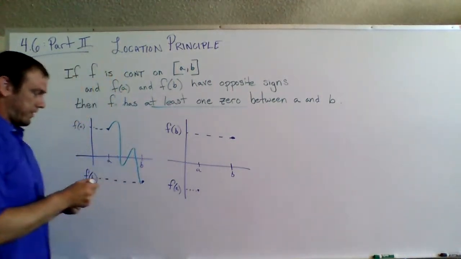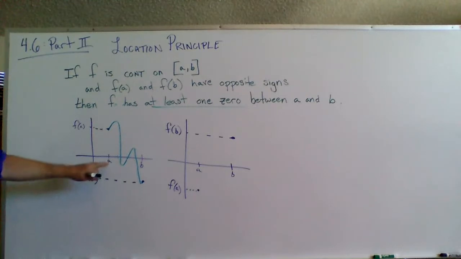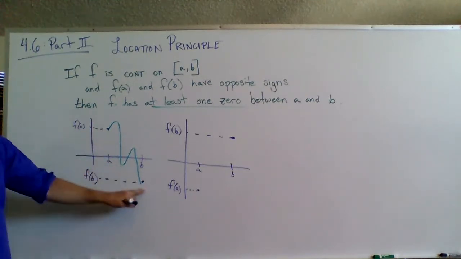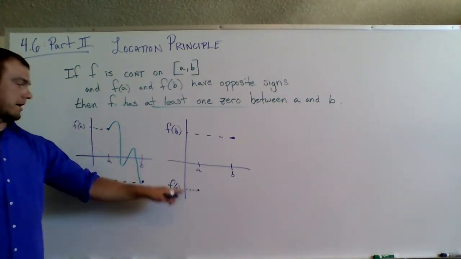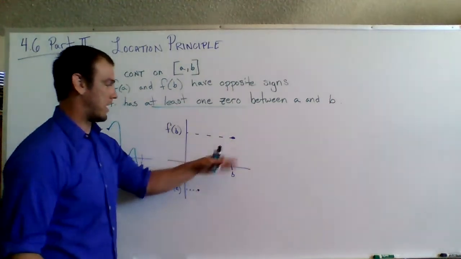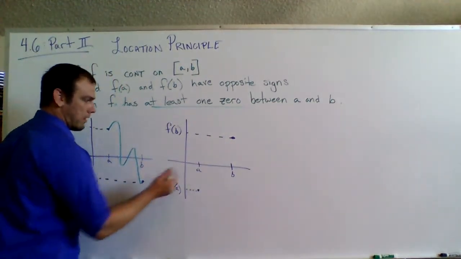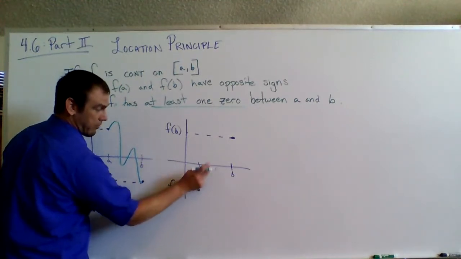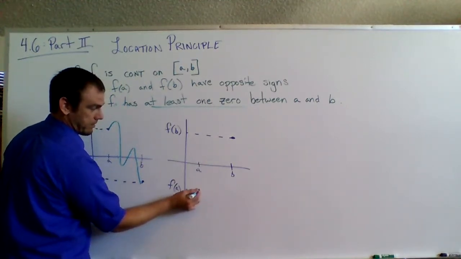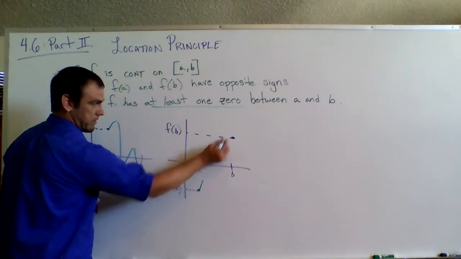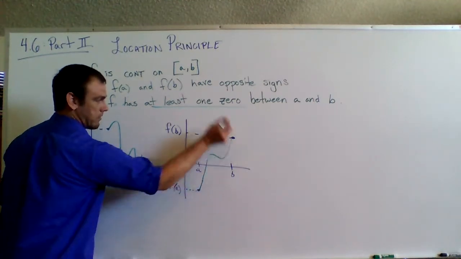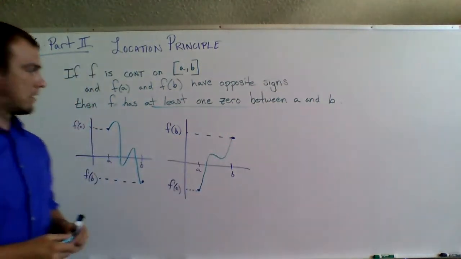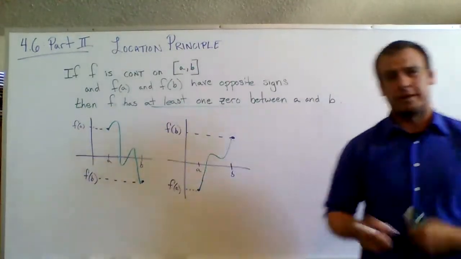So I just drew it where now it's the opposite. Before f(a) was positive, f(b) was negative. Now we have f(a) being negative, f(b) being positive, but you still have opposite signs here, which is the most important thing. So you must cross this x-axis at least once to go from here to here, if you're continuous. A couple other things I want to talk about, though.